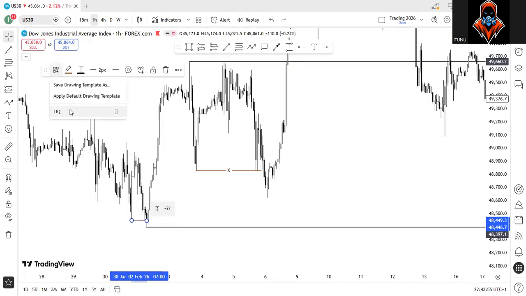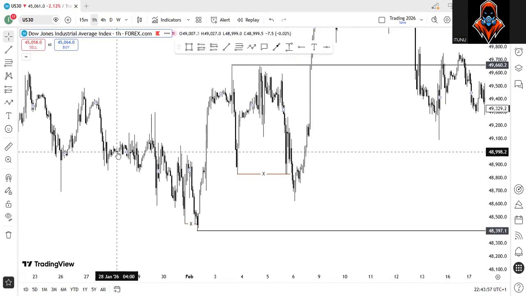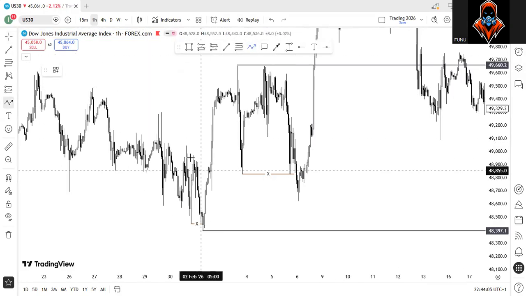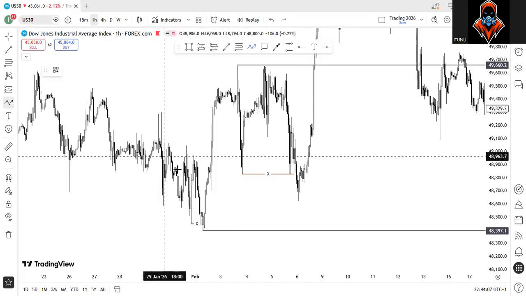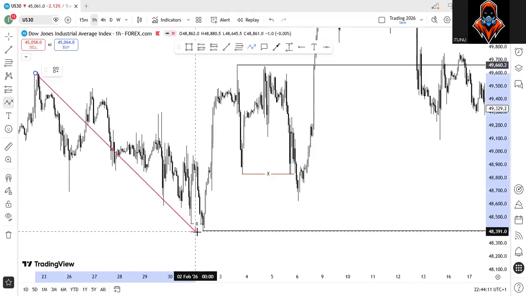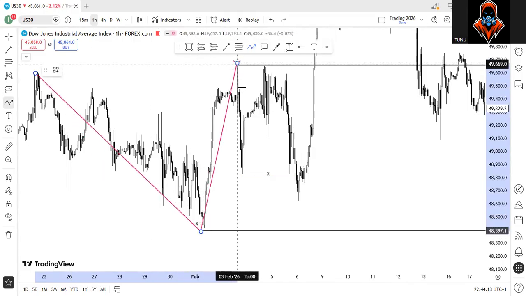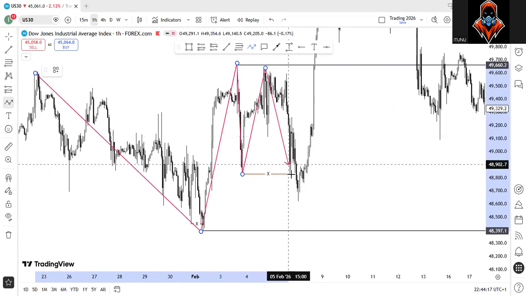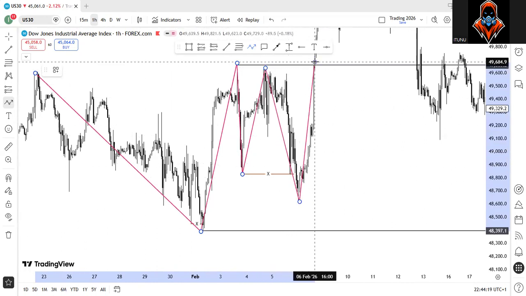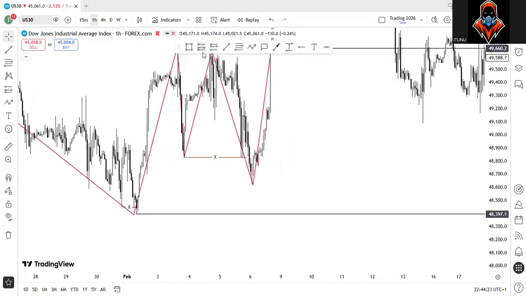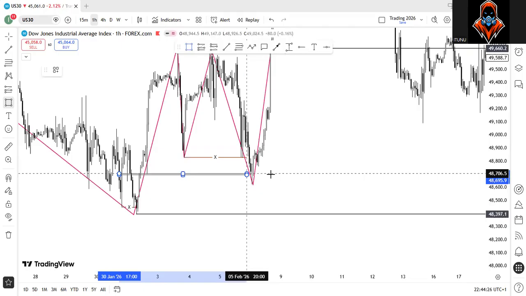This is a type 3 setup. Why is it type 3? Because this high was not taken out. So let me draw it out. See, everything here is substructure inside the main swing structure. From here to here. Then what happened is the market came down and took out this high. So my other block could have been here.